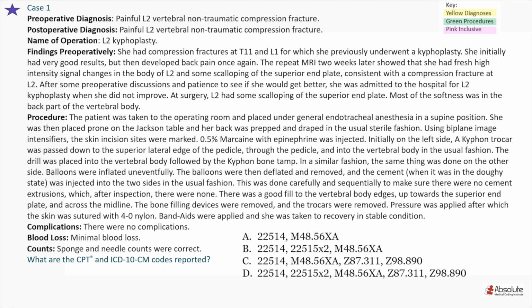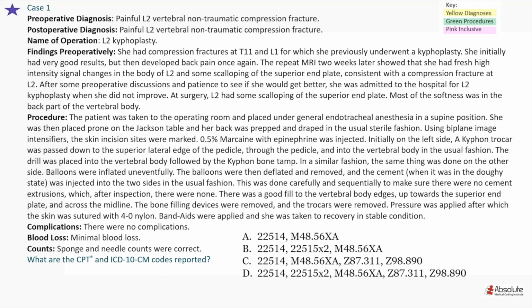Using biplane image intensifiers, the skin incision sites were marked. 0.5 Marcaine with epinephrine was injected. Initially on the left side, a kyphon trocar was passed down to the superior lateral edge of the pedicle, through the pedicle, and into the vertebral body in the usual fashion. The drill was placed into the vertebral body, followed by kyphon bone tap. In a similar fashion, the same thing was done on the other side.